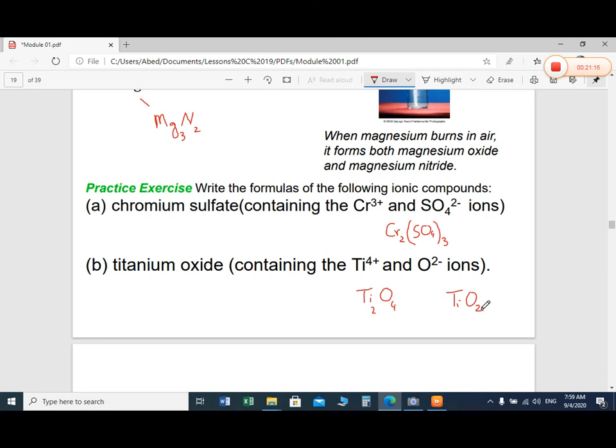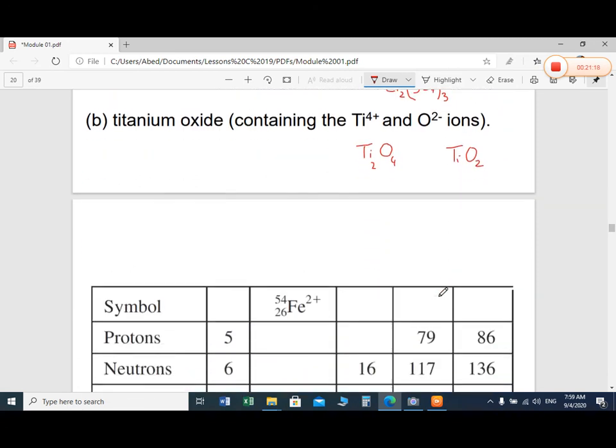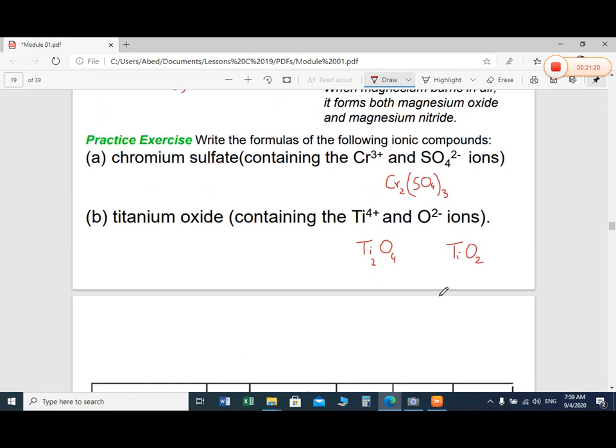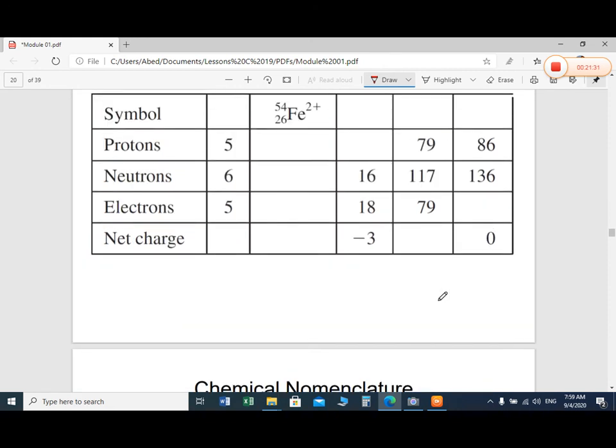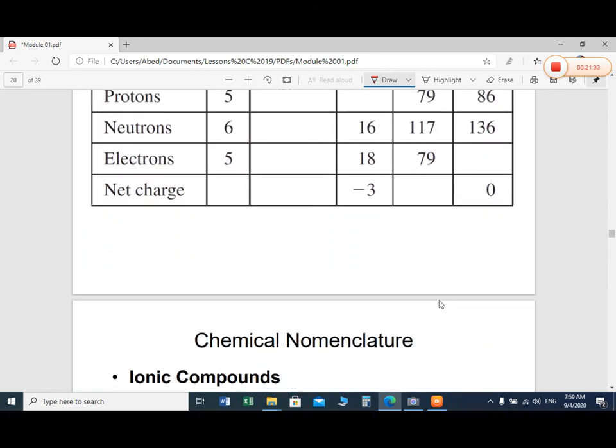So this way you can write the formula of ionic compounds, and at the end this is your exercise, this is your homework. Please complete this table at home yourself. I taught you in lesson number 1, and inshallah in the next lesson we will learn about chemical nomenclature. So wait for my third lesson.